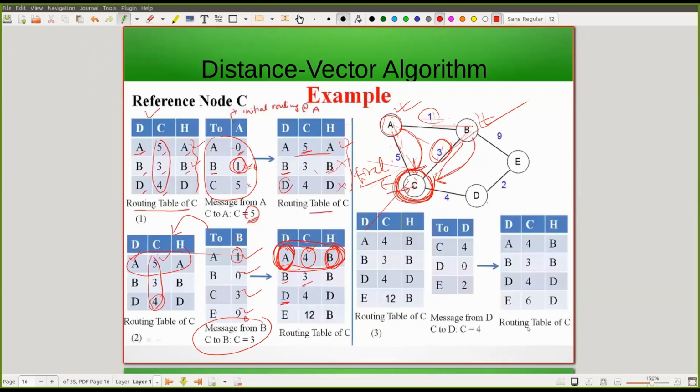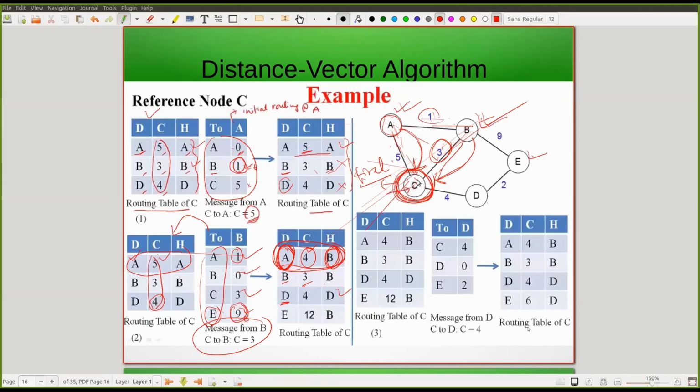B does not have information about the cost of going to D, so I will keep it as it is. Now, next, what I have received is that the cost of going to E is 9. Previously, C did not know the cost of going to E; that was infinite. But now we have learned that the cost of going to E is 9 via B. So what is the new cost of going to E via B?